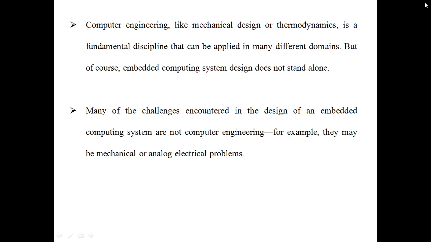Embedded systems are applicable in many industries. They are developed for applications as well as equipment, components and everything that has to be designed. For example, mechanical design or thermodynamics is a fundamental discipline that can be applied to many different domains. Likewise, embedded systems can also be applied to many domains to produce a lot of products as well as areas.